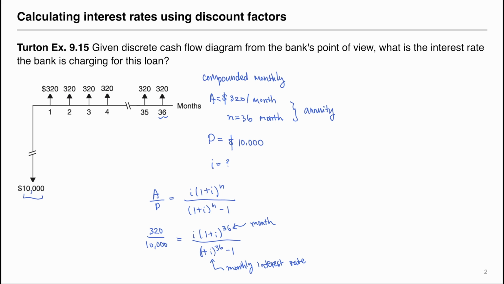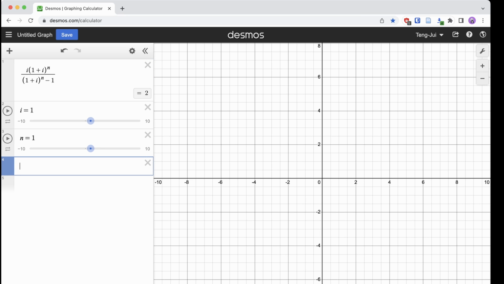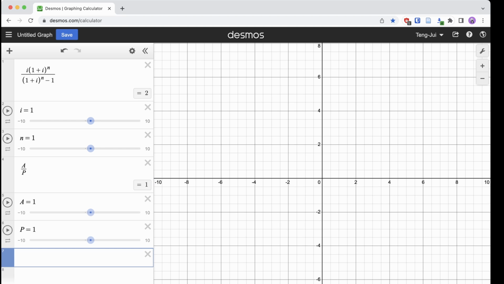To solve this, we cannot use an analytical method. We need to use numerical methods using a graphing calculator. Let's use the graphing calculator. When using a graphing calculator, we'll put in the raw equation so that we can see the symbols and ensure that we have not typed anything wrong. Then we can plug in numbers. We want to equate the right side of the discount factor to the left side, which we have known values.